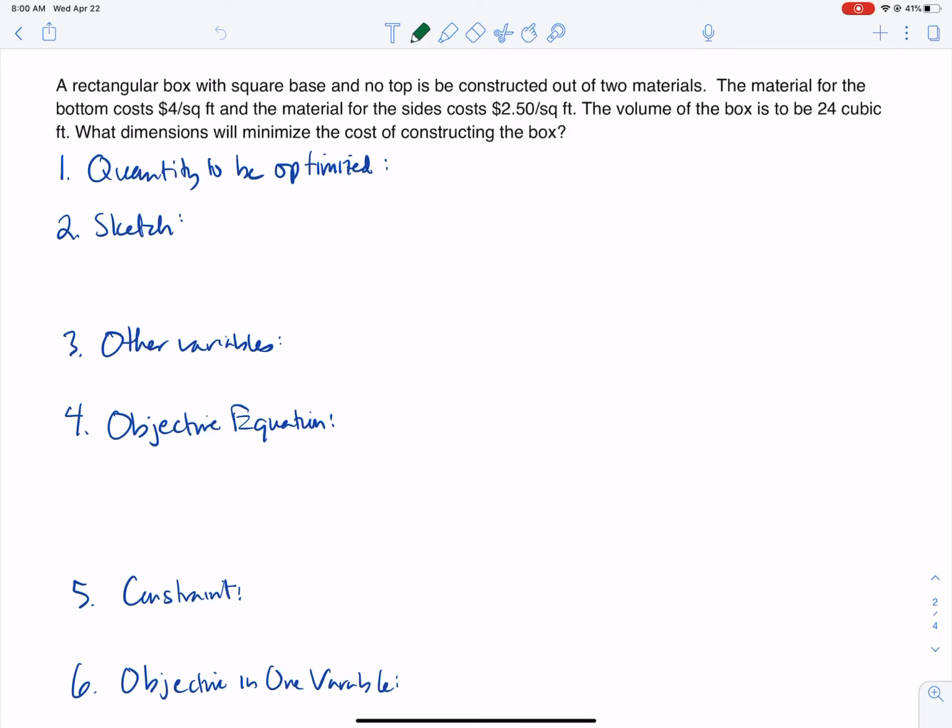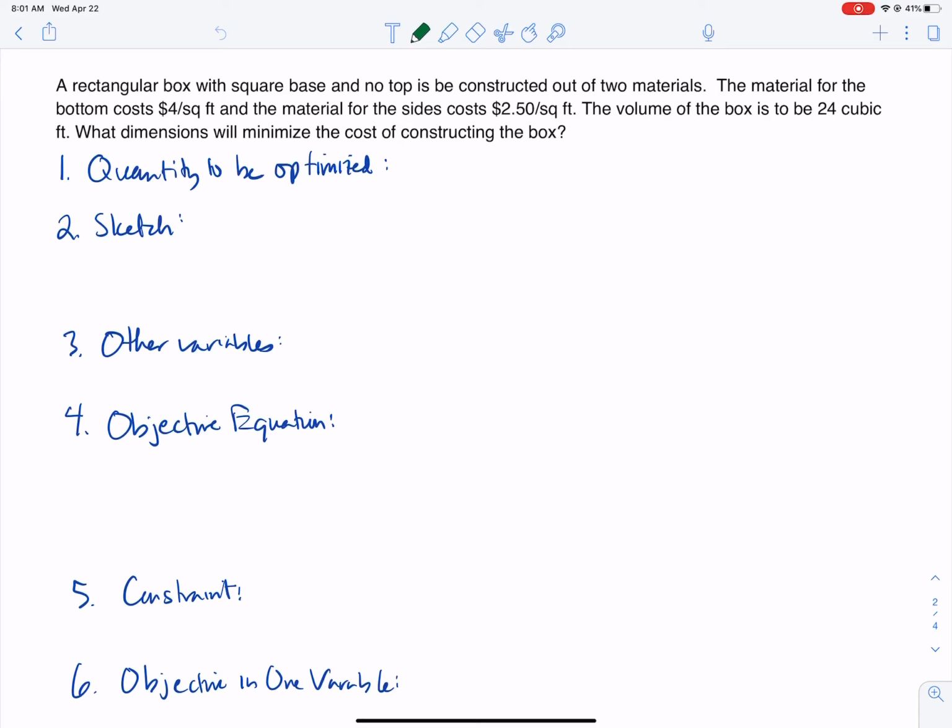Hello, and welcome to our next example in optimization from section 4.7 of our calculus textbook. So I'll read along with the problem here just to get a sense of what it is that we're trying to do. And remember, we're going to try to follow the outline that I've provided you.